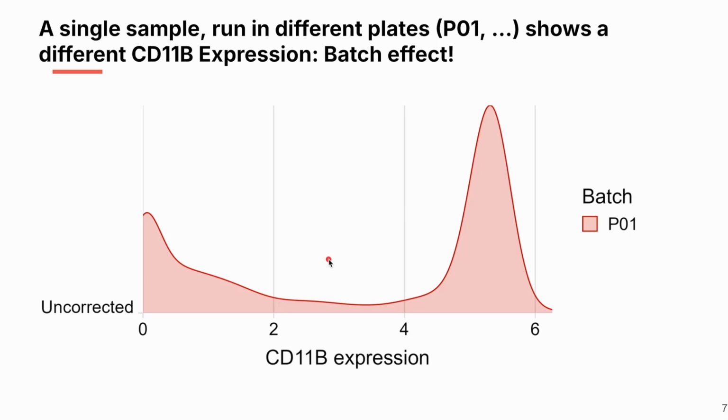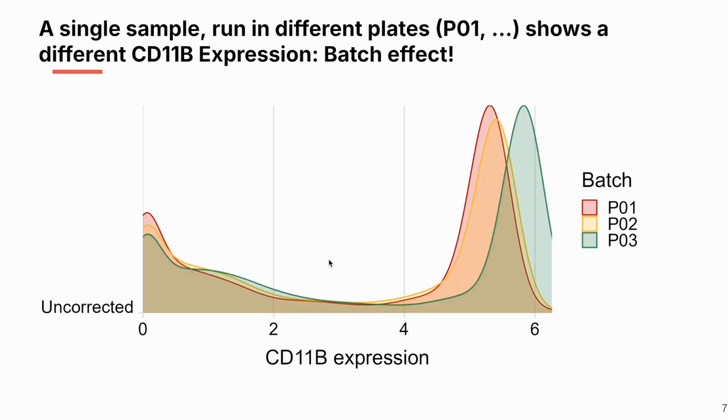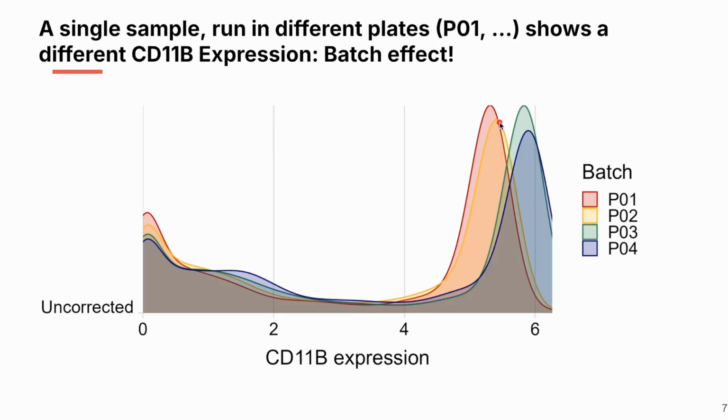Now, we are going to run the same exact sample in another batch, and this is P02, and it's not exactly lined up. And then P03, and you can see this green line isn't lined up as it was in the first 2 cases, and then P04. So this same sample shows different expression patterns. It's the exact same sample. So this is what's called a batch effect, when the very same sample is showing these results that are all over the place. What is the goal of batch normalization?